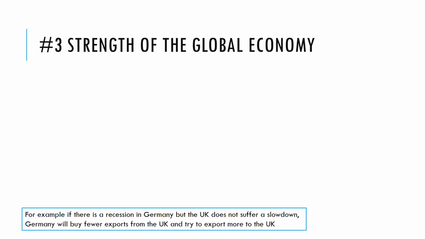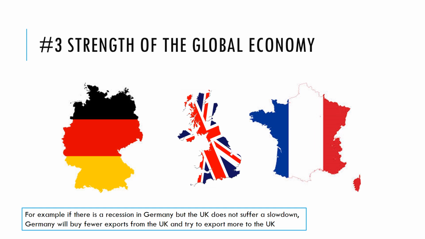Okay, the third one is the strength of the global economy. So previously we've looked at how economies don't operate in isolation. They rely on other economies to be their trading partners. So for example, if there was a recession in Germany, but the UK does not suffer a slowdown, Germany will be buying fewer exports from the UK and will try and export more to the UK. And obviously that will have an impact on the level of exports and imports within the UK and therefore the level of aggregate demand within the UK.